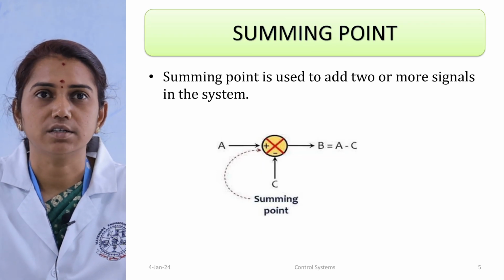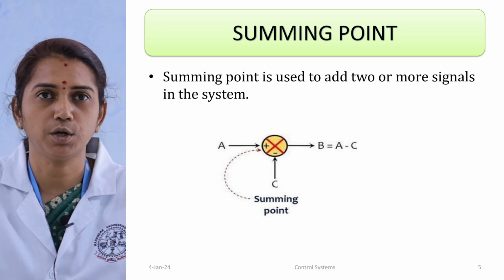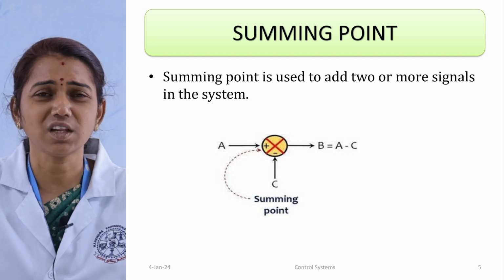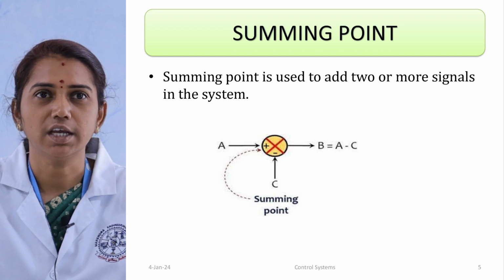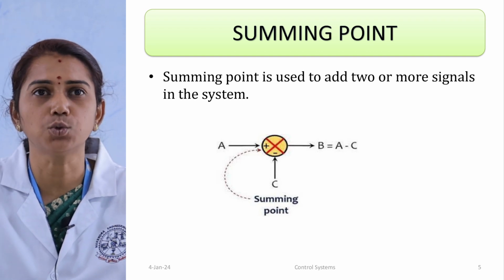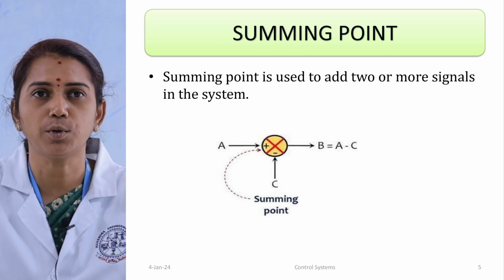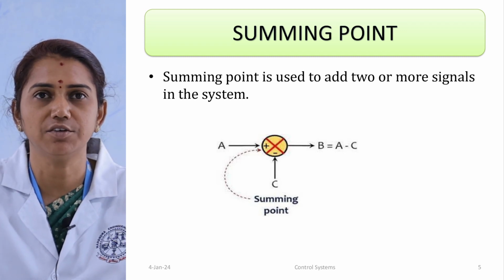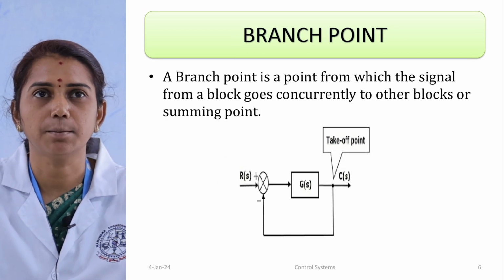Next, the summing point. This is the symbol for the summing point. The summing point is used to add two or more signals in the system. Here we are given two inputs, A and C. A is given to the summing point as a positive signal and C as a negative signal. So finally B is equal to A minus C.